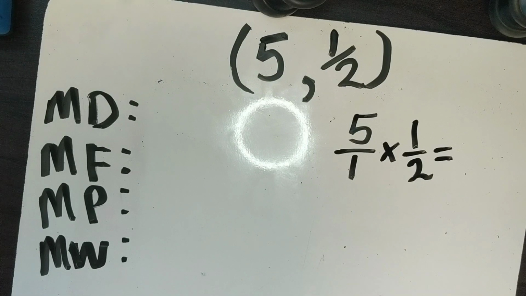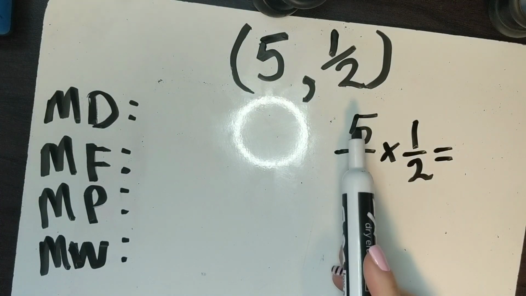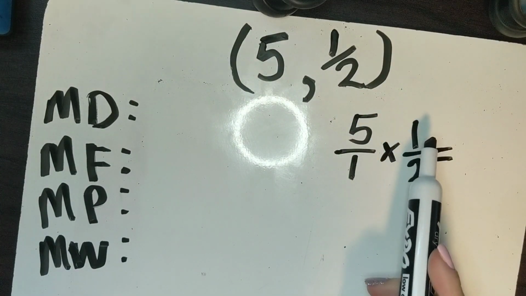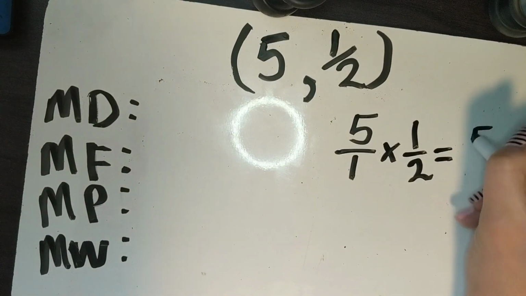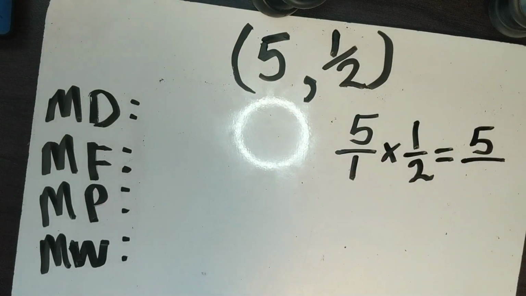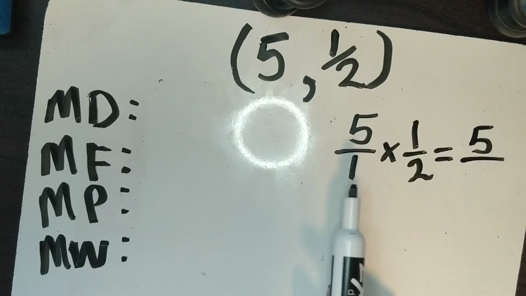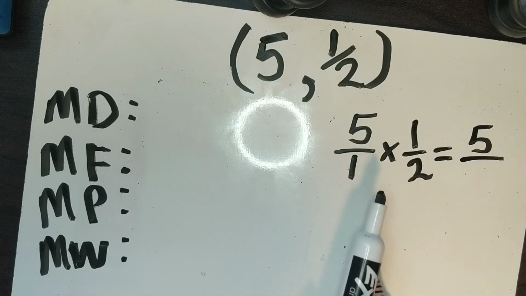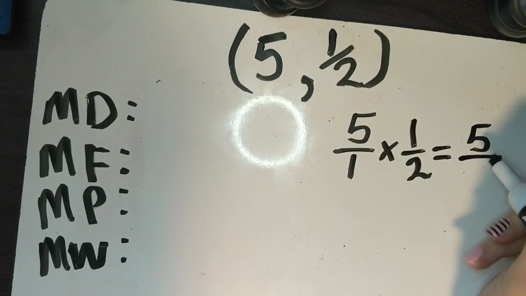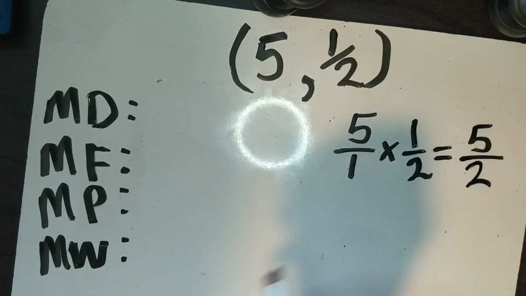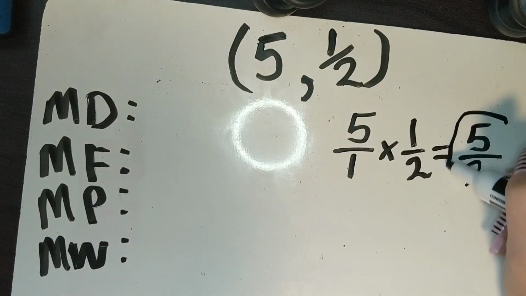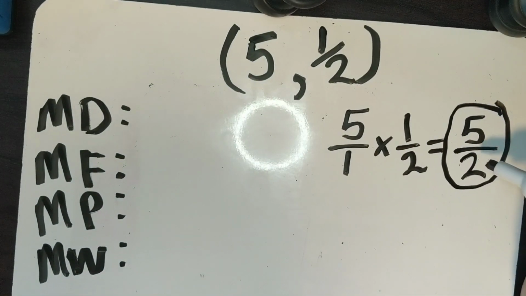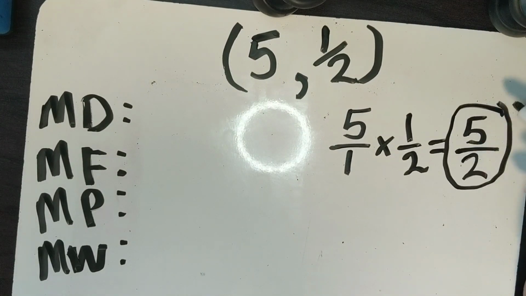So, following the rules, from left to right, 5 times 1 equals 5. That becomes the numerator in my answer. Then I multiply the denominators across. 1 times 2 equals 2. Here is what I got for an answer. So we're going to work with this. I don't like it because it's an improper fraction, but it's good for right now. We're going to work with it.